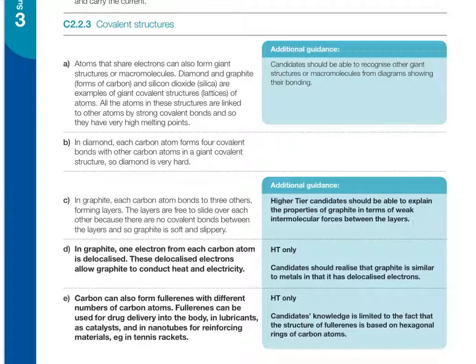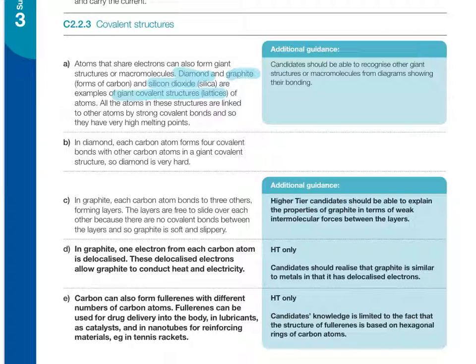Just going to skip ahead in the specification to the giant covalent structures. It makes sense to think about our simple covalent and our giant covalent at the same time. You have three examples that you need to be aware of. We mentioned diamond and we mentioned silicon dioxide already. The third one you need to know about is graphite.